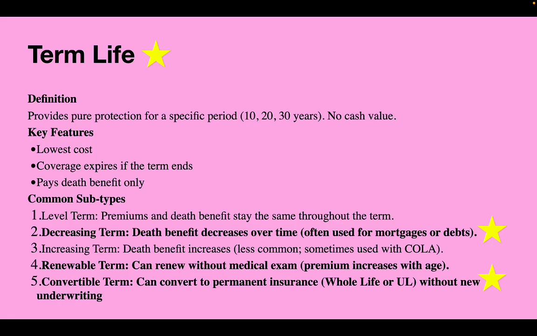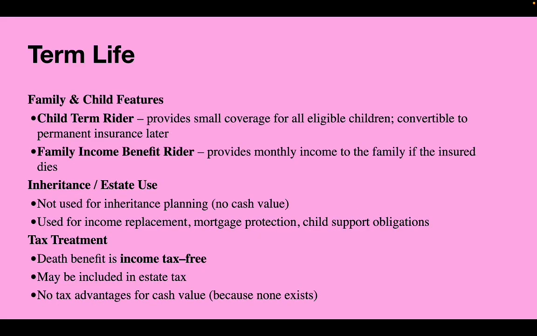Renewable term allows the policy to continue after the initial period without a medical exam, although premiums rise with age. Convertible term lets the policyholder convert to permanent coverage, such as whole life or universal life, without going through underwriting again. Term life is ideal for temporary financial protection, like covering young children or paying off loans.